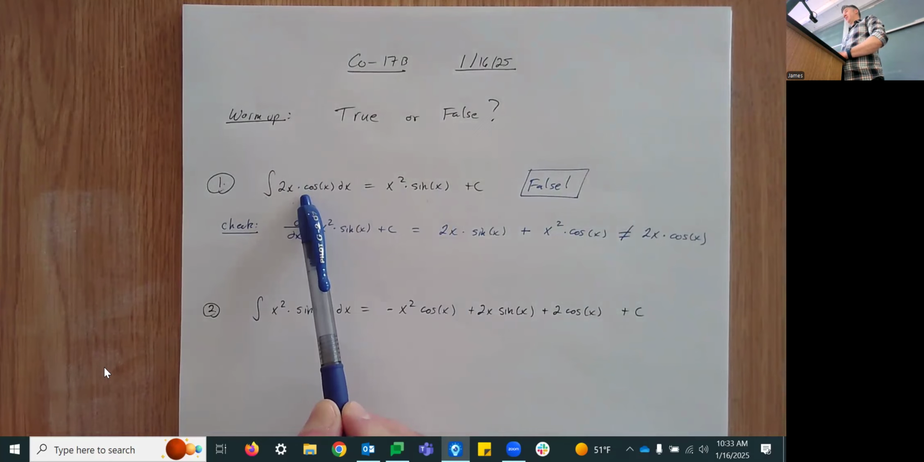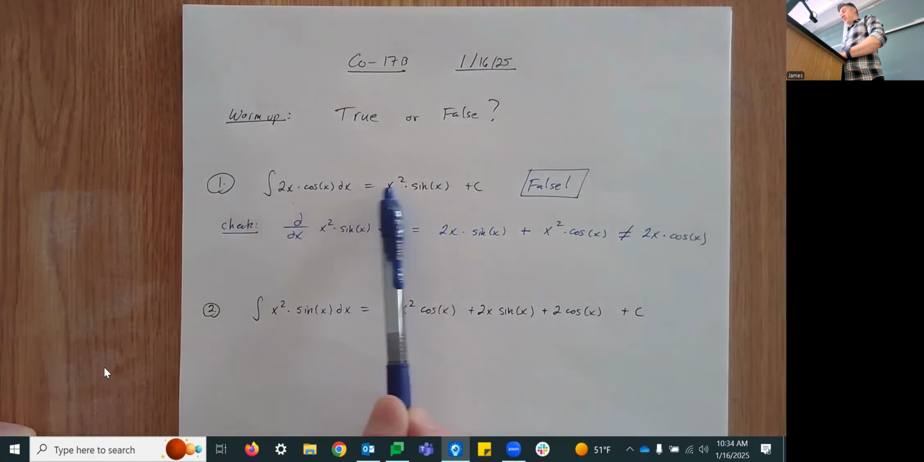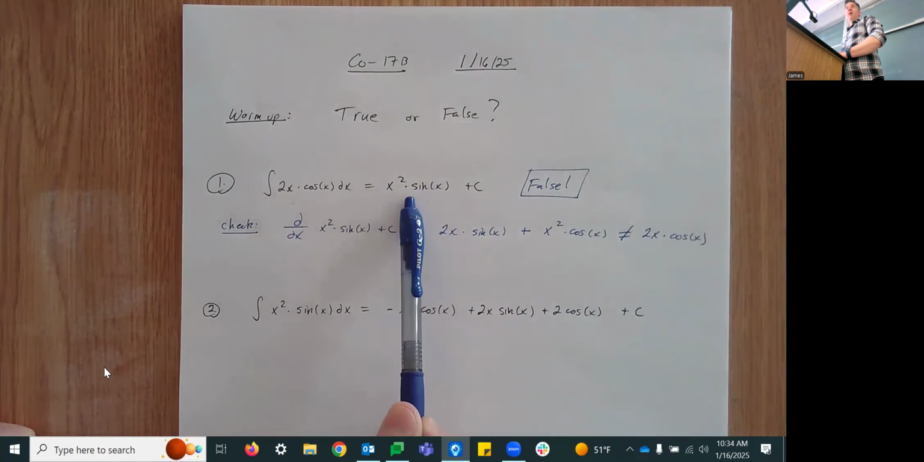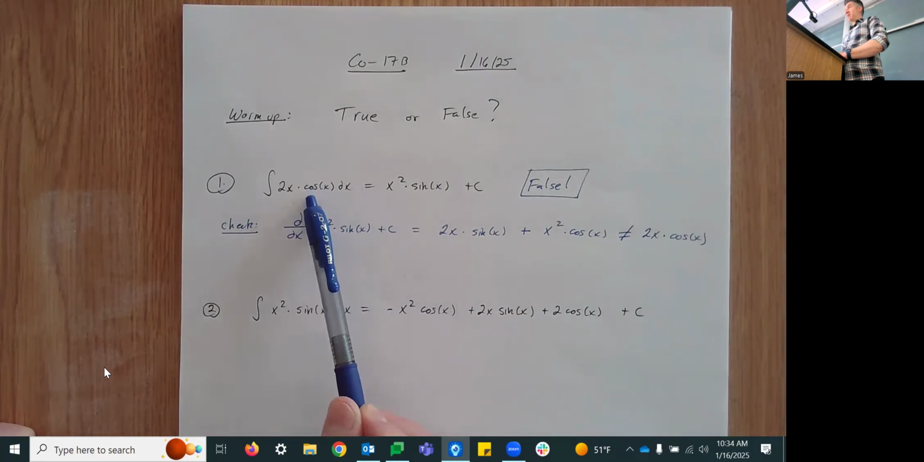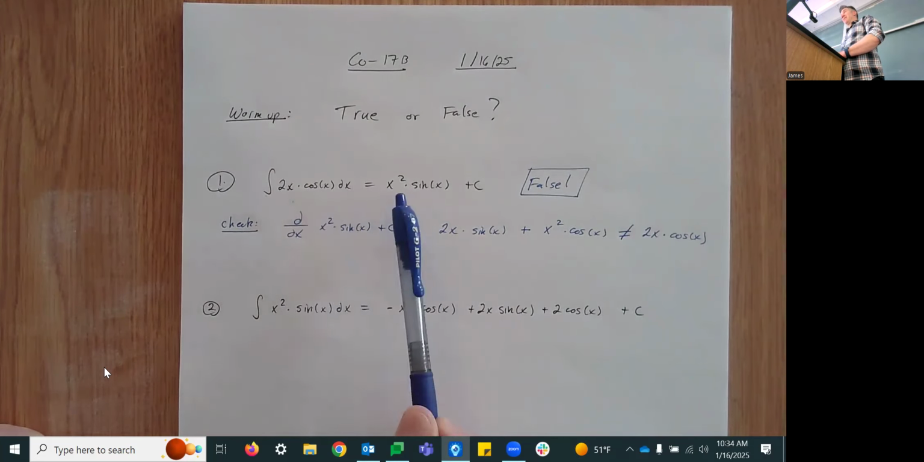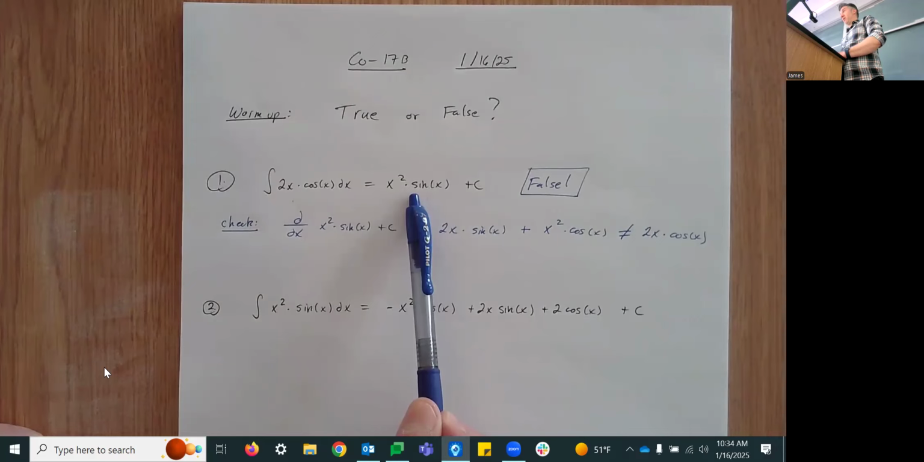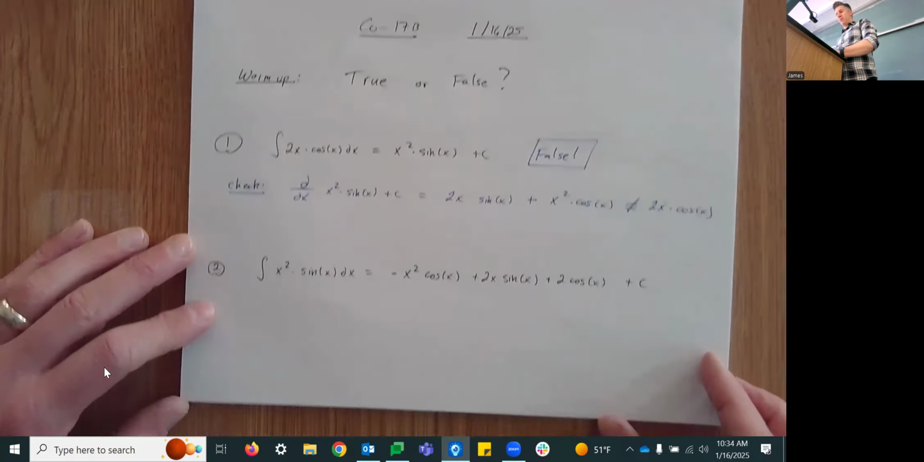So I want to emphasize something here that is almost always true. We cannot find the antiderivative of a product by just taking the antiderivative of each piece and multiplying it together. It is certainly true the antiderivative of 2x is x squared. The antiderivative of cosine of x is sine of x. But the antiderivative of 2x times cosine of x is not equal to x squared times sine of x. Later on, when we learn about integration by parts, we will learn how to do an integral like this. It's probably sometime next week, I imagine.